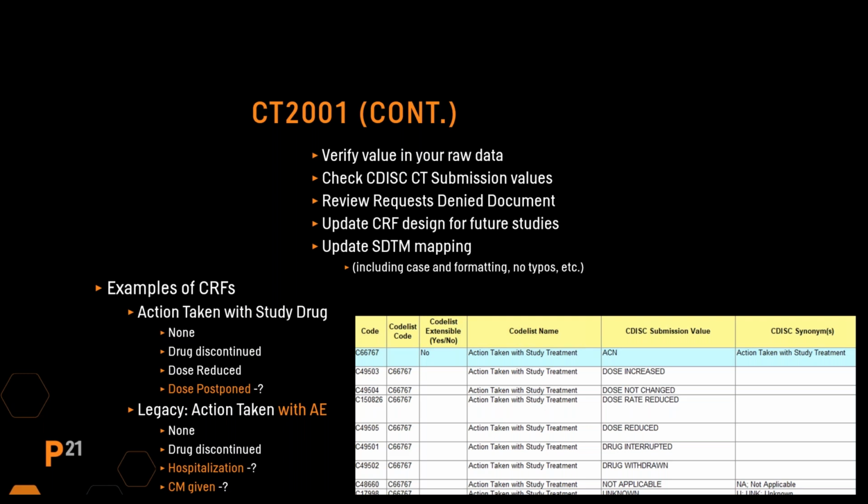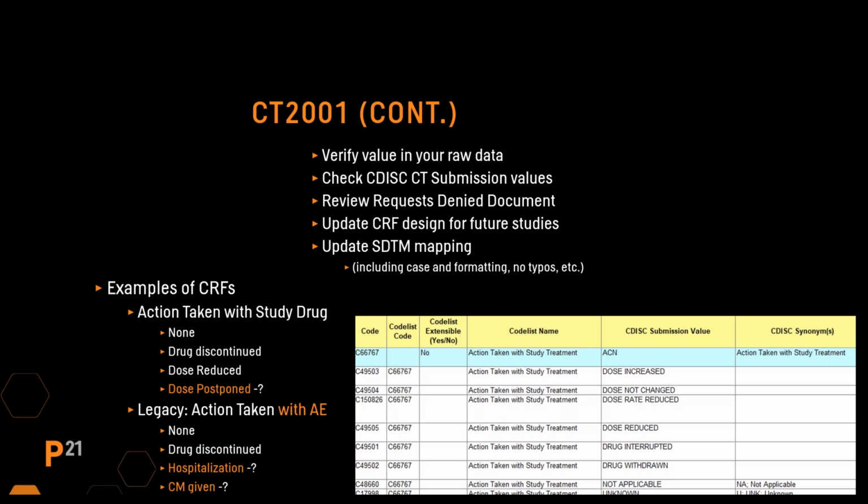So for the example on the left, I provide a couple examples of action taken with study drug. You can see there are values of none, drug discontinued, dose reduced, and then there's this dose postponed. Then sometimes with the legacy studies, we see action taken with AE with additional values of hospitalization or CM given. So the case with dose postponed is a special case.